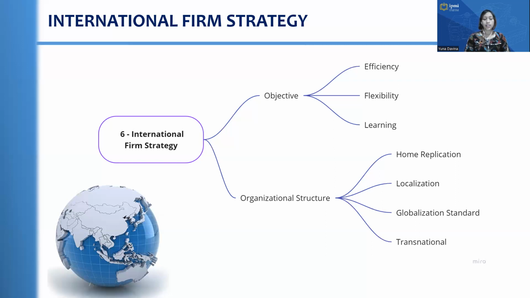The global standardization strategy is when a firm develops a standardized product that it sells to all customers throughout the world. For example, Panasonic. And the last one is the transnational strategy, in which the firm attempts to combine the benefits of global integration to achieve low cost with the benefits of being locally responsive.